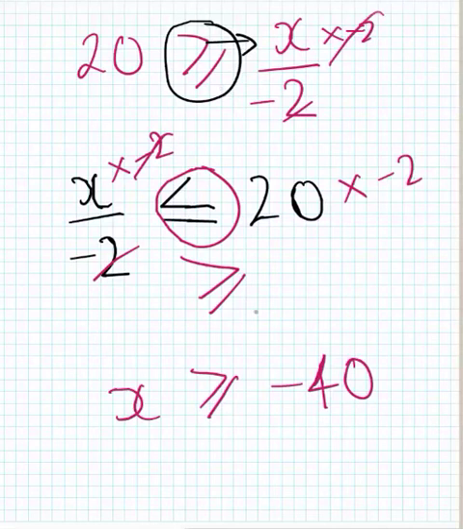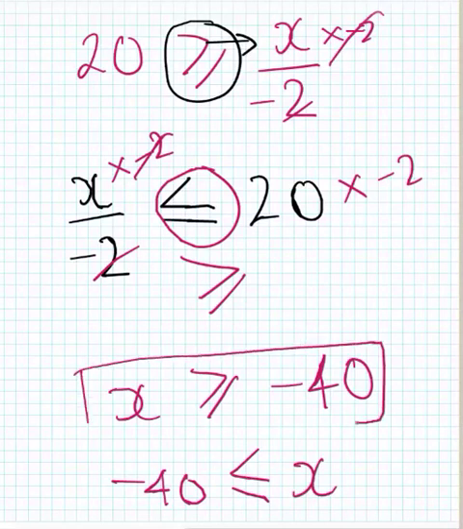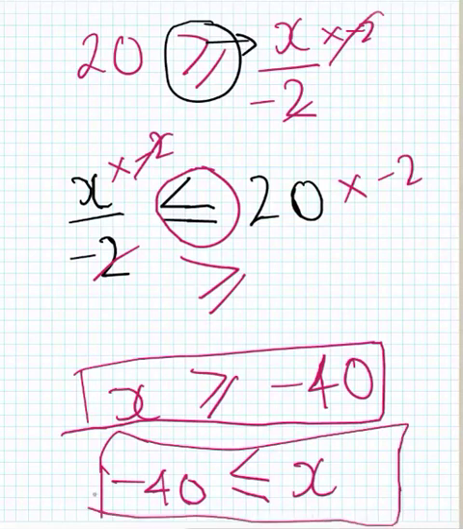But just keep in mind, if I have this answer or if I have -40 less than or equal to x, these two expressions here are saying the exact same thing. Yes, they look quite different because this is greater than and this is less than. But because the x is on this side, it's saying the exact same thing. Okay, thank you.